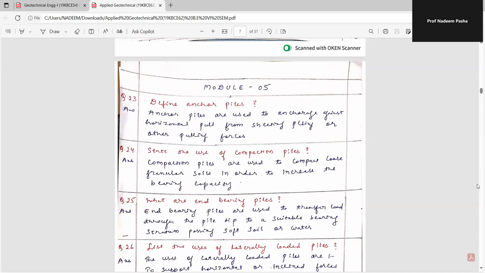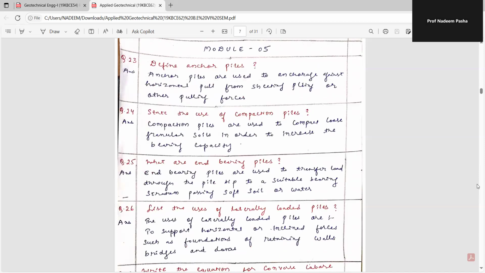Define anchor piles. Anchor piles are used to resist horizontal pull from sheet piles or other pulling forces. State the uses of compaction piles. Compaction piles are used to compact loose granular soil in order to increase the bearing capacity. What are end bearing piles? End bearing piles are used to transfer load through the pile tip to a suitable bearing stratum, passing through soft soil or water.